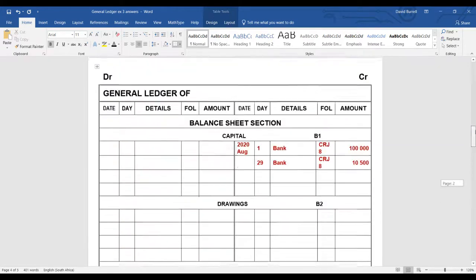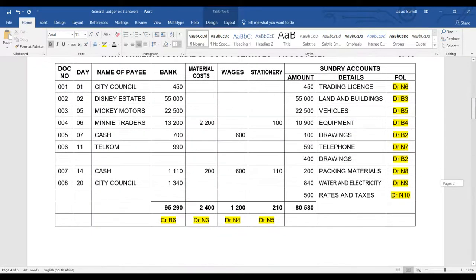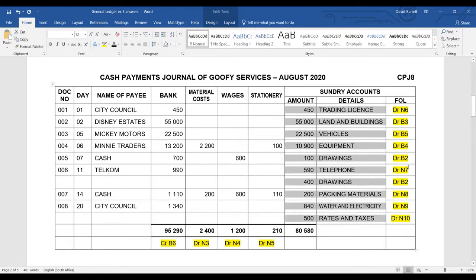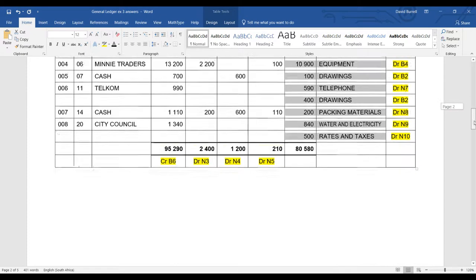Okay, back to my cash payments journal. I now need to go down the sundry accounts column over there and do those one by one in those accounts that I've marked over there. So just follow along in your workbook on page 57, as I mentioned, and we will go through these.